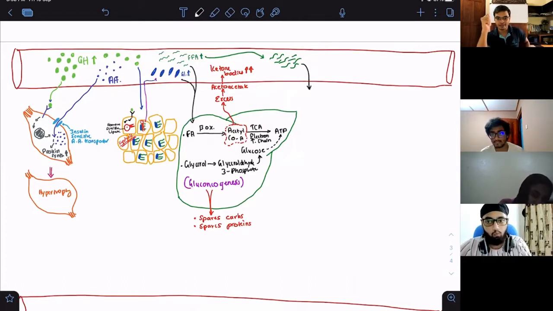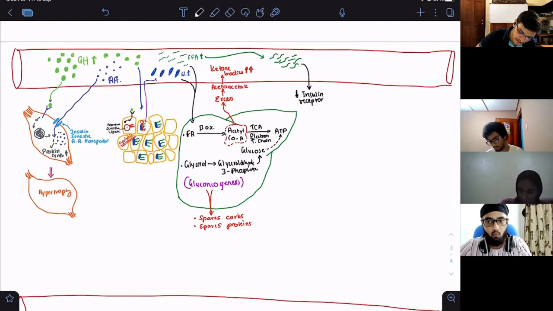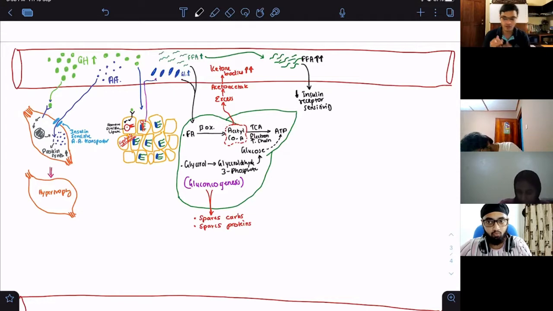Free fatty acids, guys, when they increase, there is an effect that it has specifically on insulin receptors in our body. What it does is, there is reduced insulin receptor sensitivity. Reduced when the free fatty acids are high. Insulin receptor sensitivity drops a little.